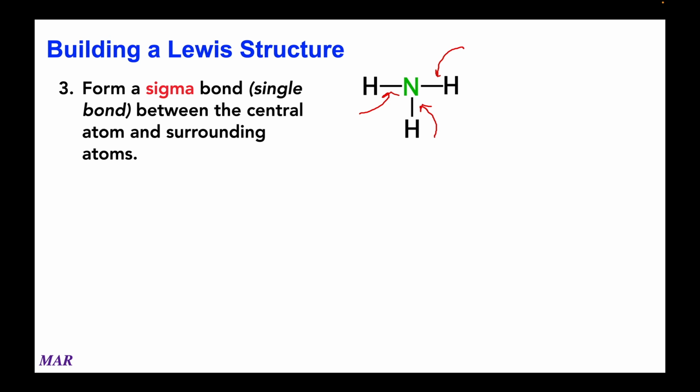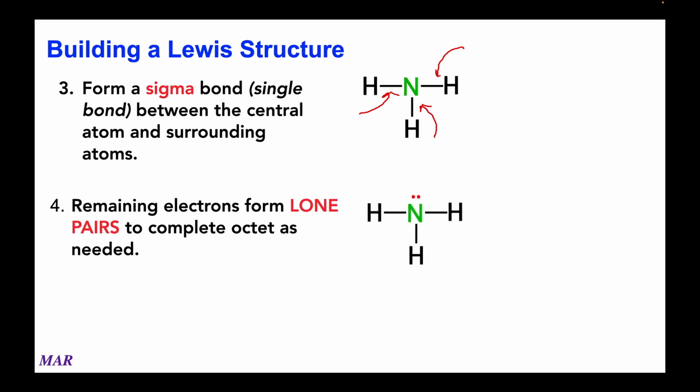Now, we had 4 pairs total, and we just put 3 pairs down to keep the outer atoms from floating away. So if you have any electrons left over, you first start by trying to put them on the outside atoms, but hydrogen only wants 1 pair, so there's nothing to do there. If we have any left over after that, we'll put any lone pairs on the central atom, and nitrogen likes to have 1 pair of electrons.